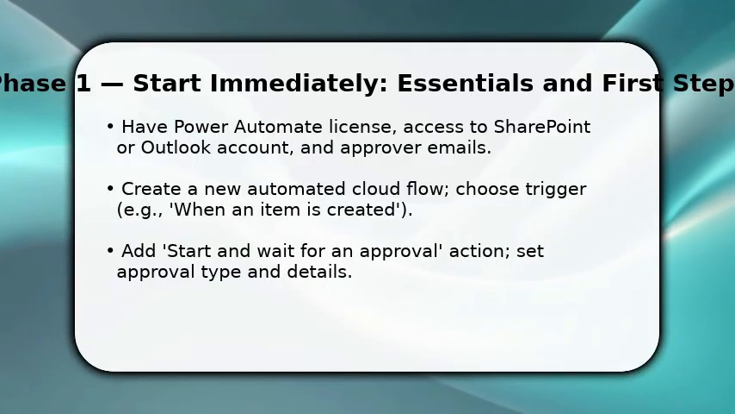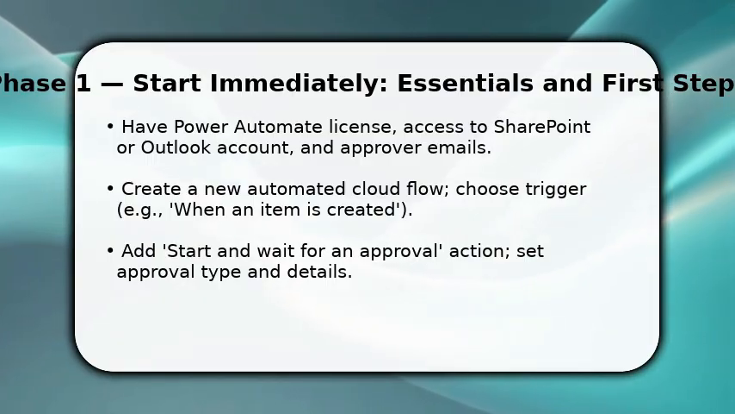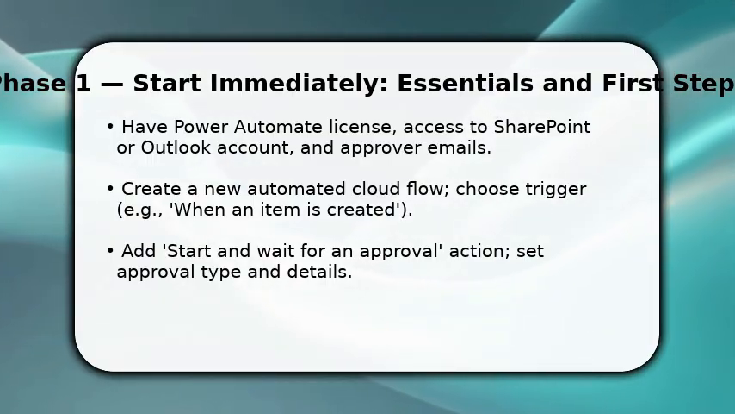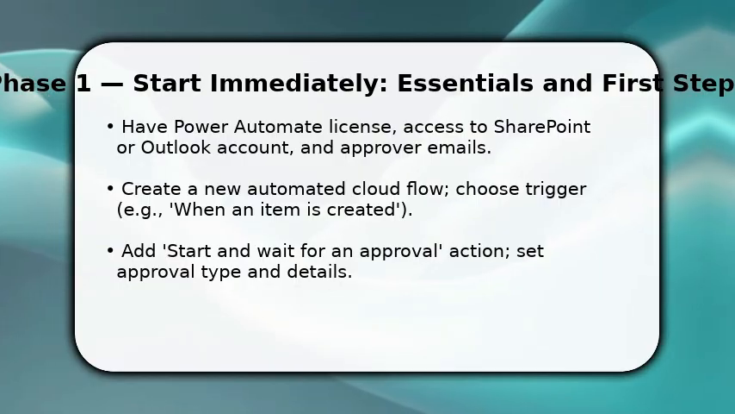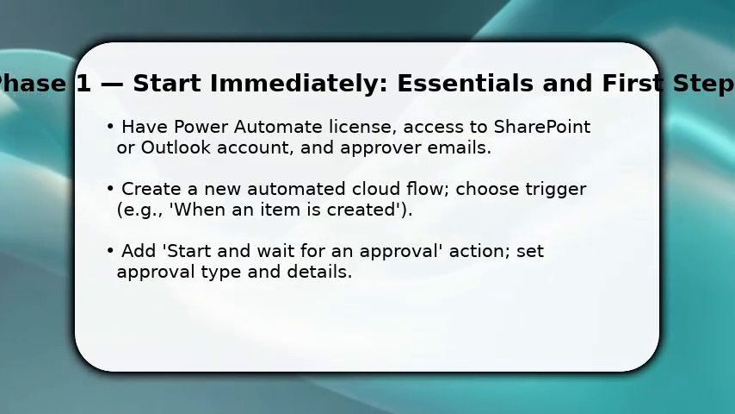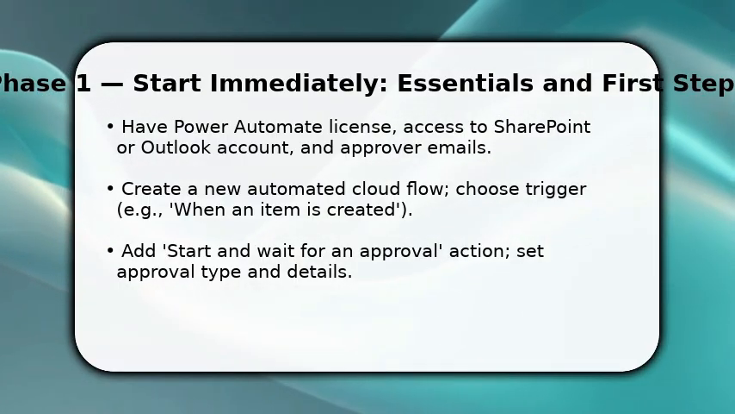You start by confirming prerequisites. License, a data source like SharePoint or Outlook, and approver emails. Next, create a new automated cloud flow and pick a trigger such as when an item is created.